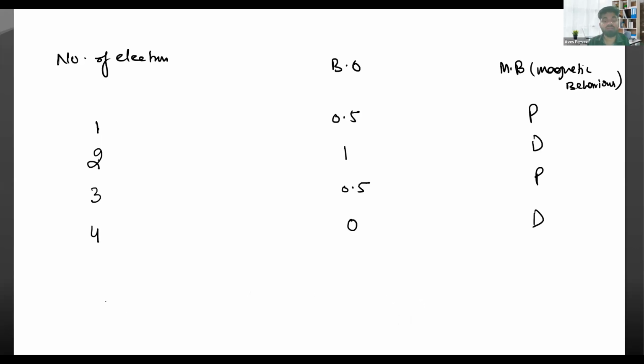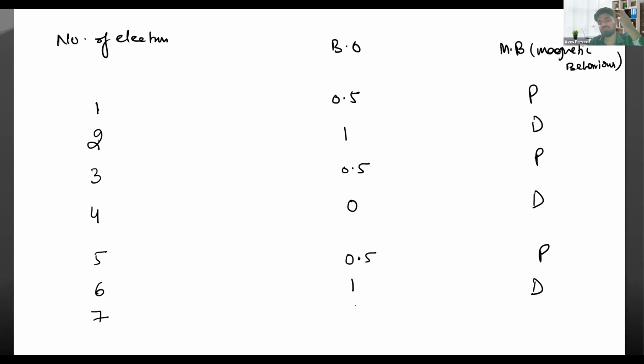Yes. Then if we have 5 electrons, 1 electron is added from 0. So with 1 electron we have bond order 0.5, and it is again paramagnetic in nature. Then if we have 6 electrons, then bond order 1, and it is diamagnetic. Then if we have 7 electrons, what will be the bond order? Tell me. For 7 electrons, what is the bond order? 0.5. Okay, then it is again paramagnetic.